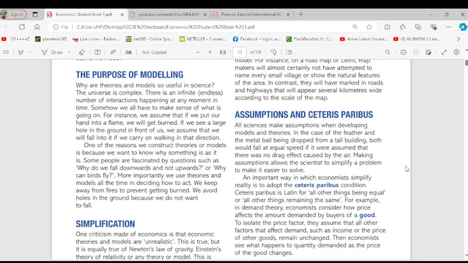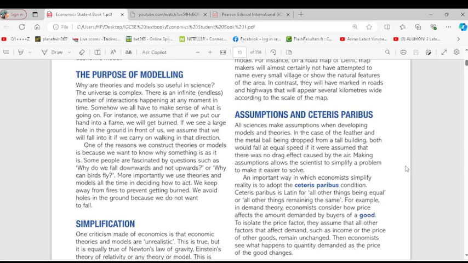So we go to the purpose of modeling. Are you there? The purpose of modeling. Why are theories and models so useful in science? The universe is complex. There is an infinite number of interactions happening at any moment in time. Somehow, we all have to make sense of what is going on. For instance, we assume that if we put our hand into a flame, we will get burned. If we see a large hole in the ground in front of us, we assume that we will fall into it if we carry on walking in that direction.